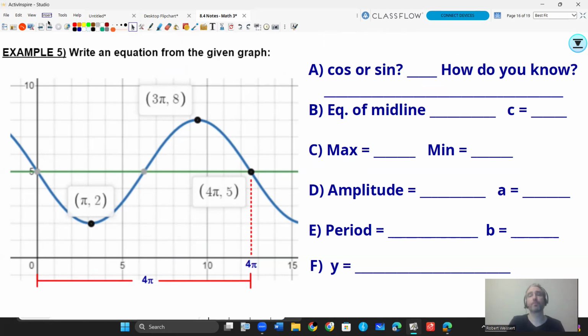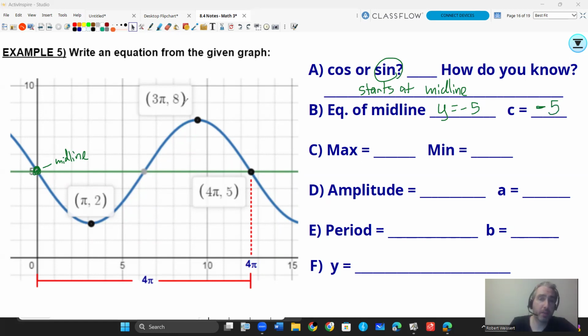Let's go over it. So first you want to decide if it's going to be a sine or cosine. In this case, if you notice where it starts on the y-axis, it starts at the midline. So that would be a sine. Now, the equation of the midline is just y equals, looks like that number is -5. So the c value for your equation is going to be -5.